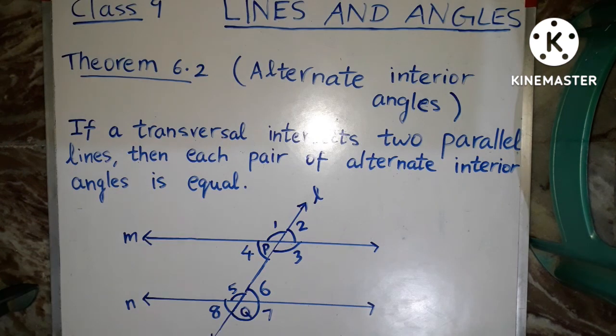Now let us look at this theorem. This theorem states that if a transversal intersects two parallel lines, then each pair of alternate interior angles is equal. In this figure, if line M is parallel to line N with line L as transversal, then the pairs of alternate interior angles will be equal.